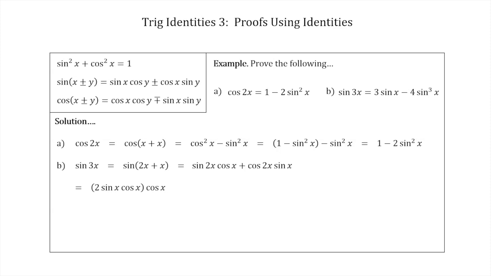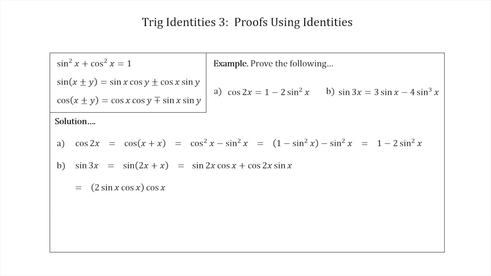So make sure you understand this. I've just taken the first term, sine 2x cos x, I've looked at the sine 2x and I've rewritten it as 2 sine x cos x, using my second identity again to rewrite sine 2x as sine x plus x, sub that into the identity, and I get 2 sine x cos x. Try it yourself. And then you times that by cos x.